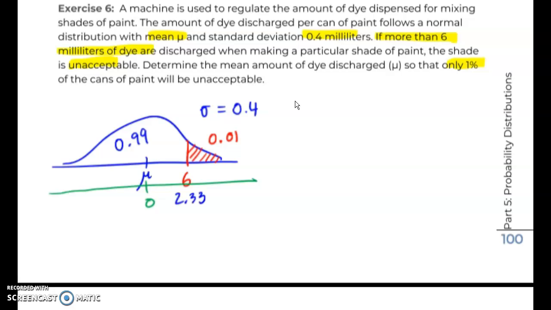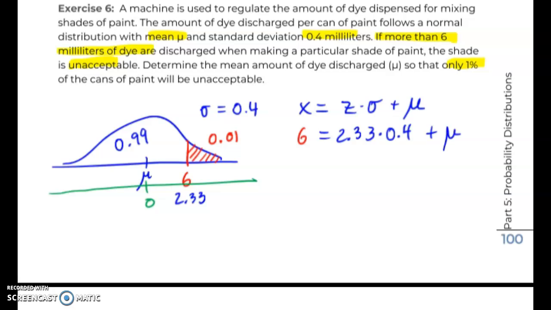So again, that's our z-score over here. Then we're going to plug into our formula. We had our x value is equal to z times sigma plus mu. So our x value is 6. Our z-score is 2.33. Our standard deviation was given as 0.4. And what we're trying to find is our mean.